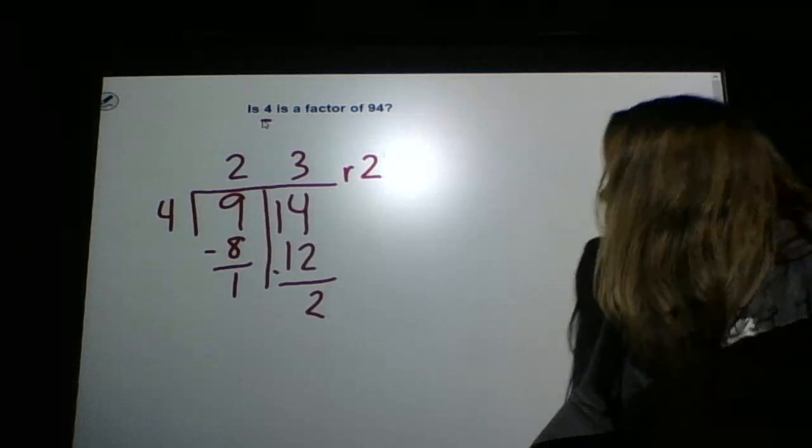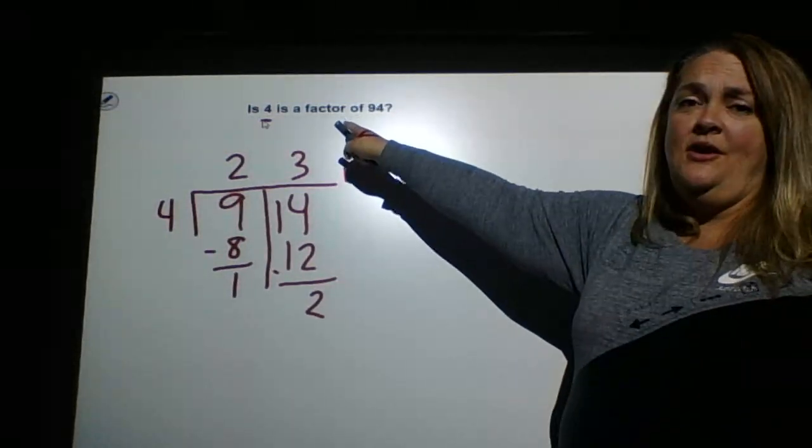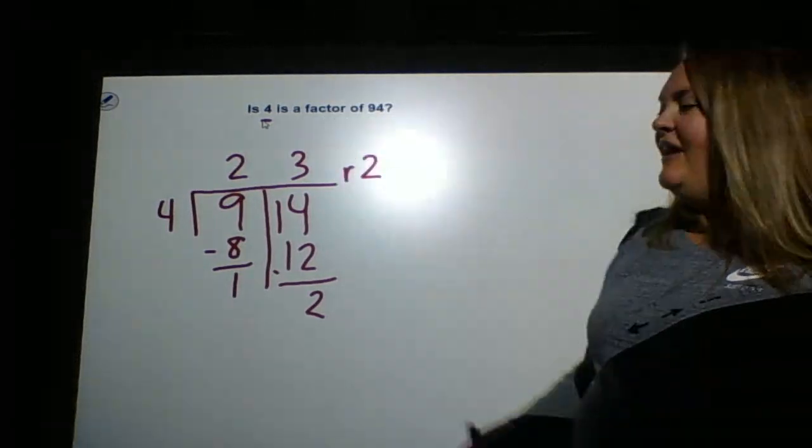So absolutely, as soon as she hit that remainder, Mrs. Heflin knew that the answer to that question is no. That doesn't go in equally. 4 is not a factor.